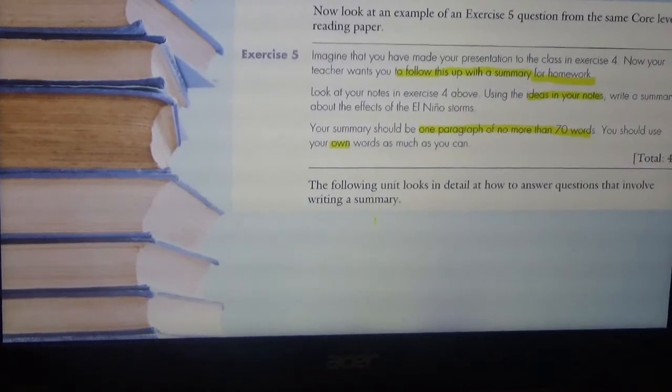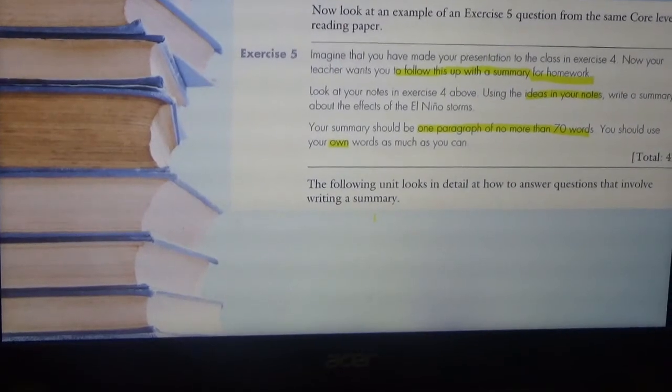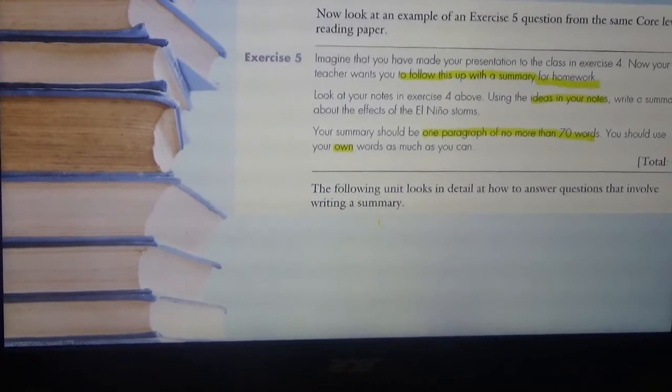Now the following unit will deal with how to write summaries. So I hope you are able to get an idea as to how to deal with questions 1 and 2. What are they about? How will you get the answer? Question 3 and question 4 in a reading question paper, the reading part of the question paper in ESL core level, and this is just an example of the core level question paper.